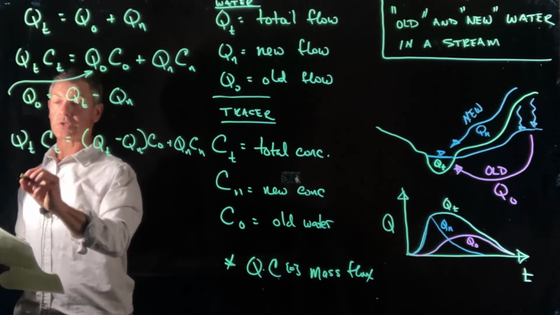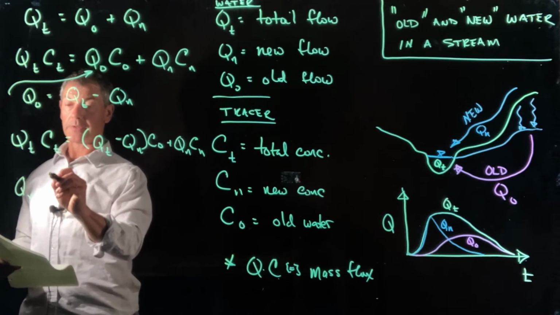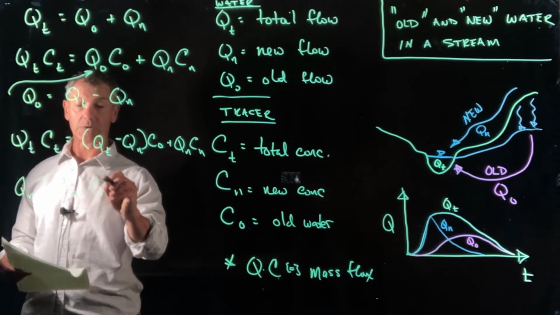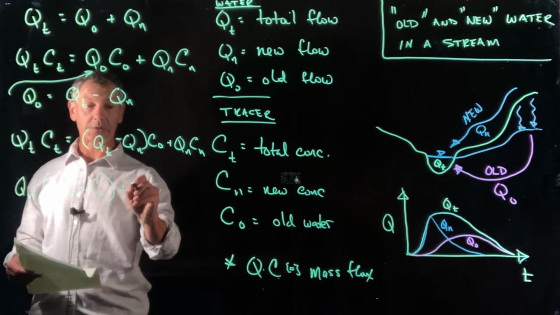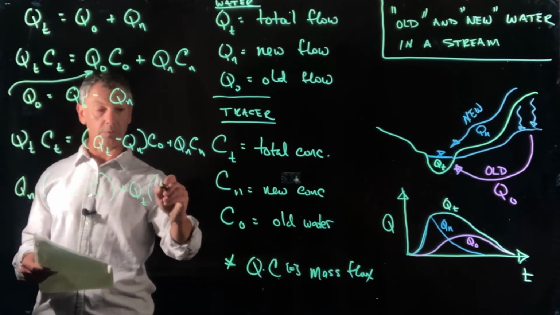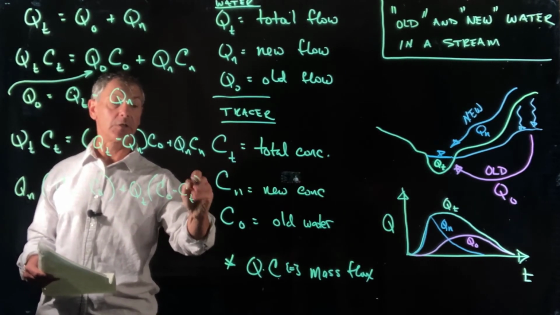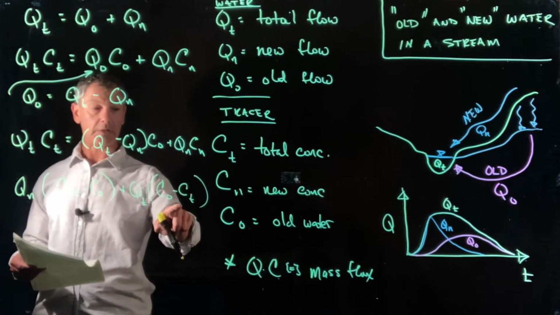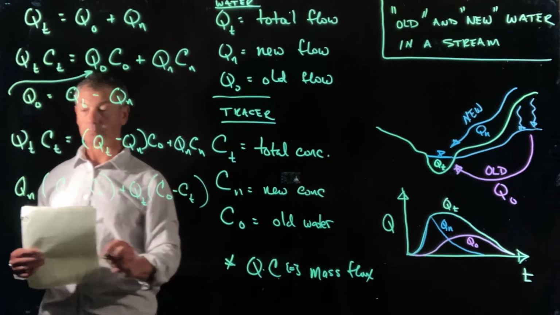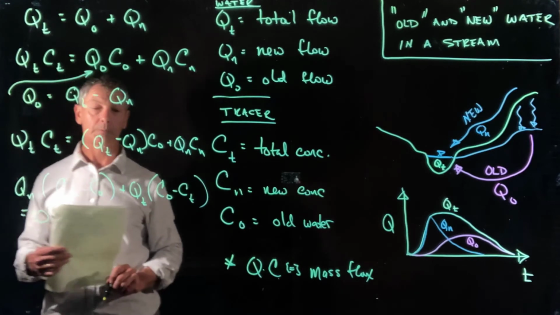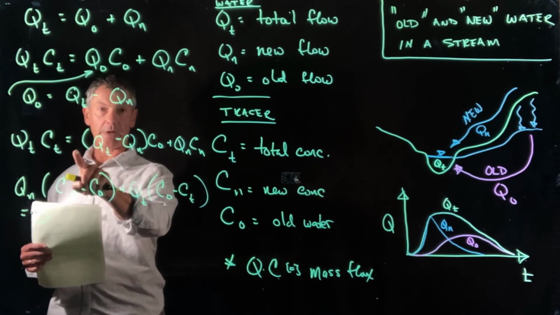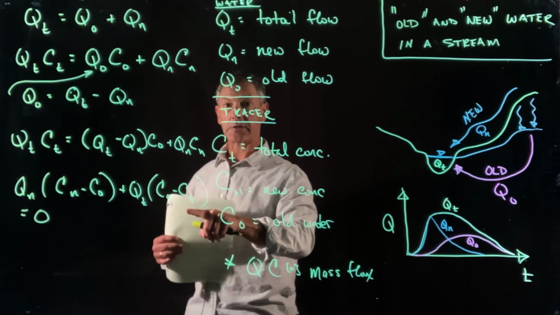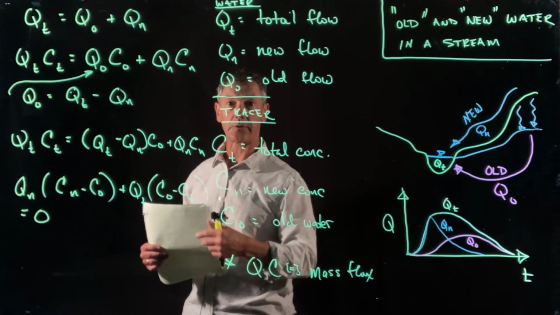Okay, so I can rearrange, and we end up with the flow rate of the new water times the difference in concentration of the new and the old, plus the flow rate of the total stream times the concentration of the old water minus the concentration in the total discharge. And that is going to be equal to 0. All I did is rearrange this equation right here. So I haven't done anything new other than a little bit of algebra.